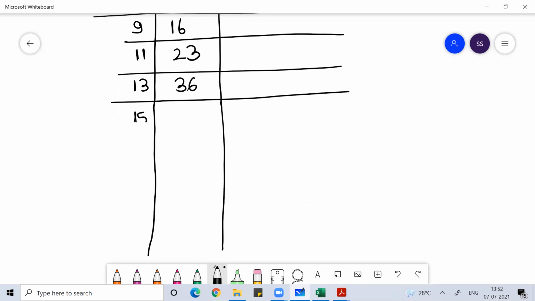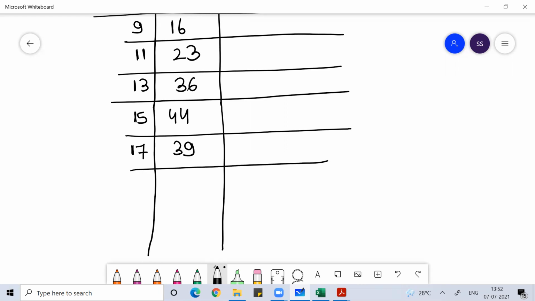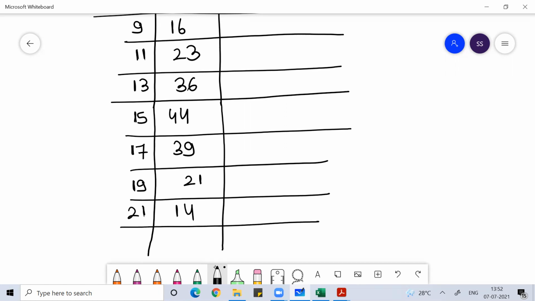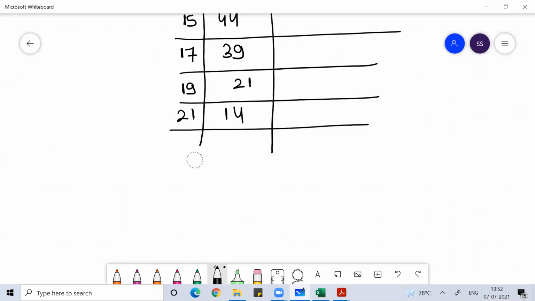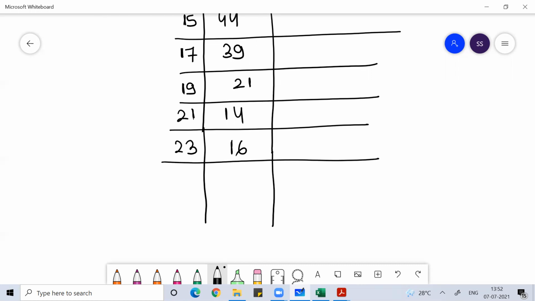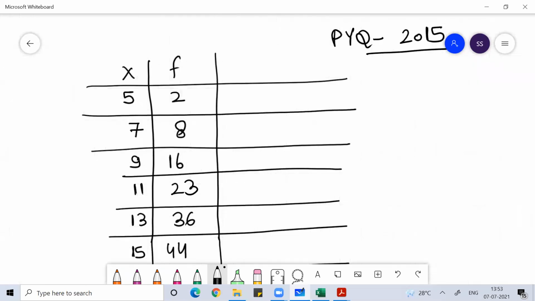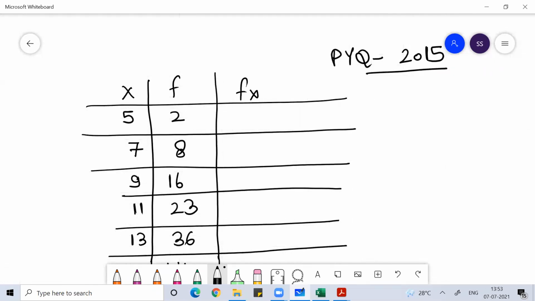13, 36, 15, 44, then 17, 39, then 19, 21, then 21, 14, then 23, 16, then 23, 16, then 25, 2. So you can multiply them, some fx.